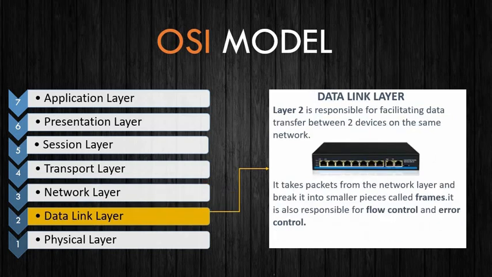And next is the data link layer. It takes the packets from the network layer and further breaks them into smaller pieces called frames. It is also responsible for flow and error control. It is similar to the network layer, but the difference is it only works within the same network.